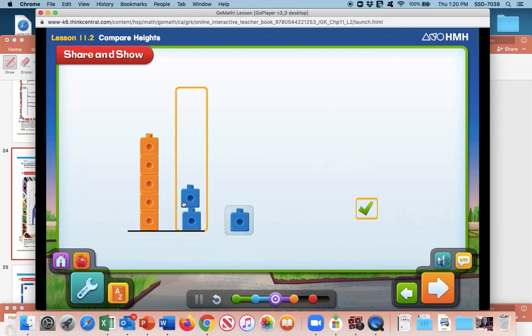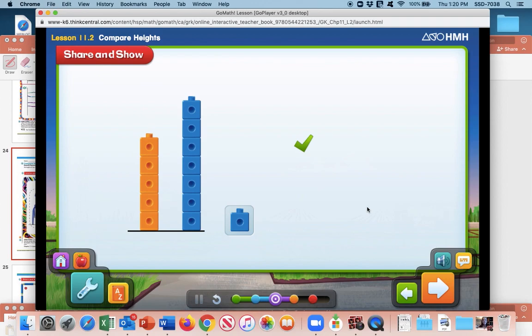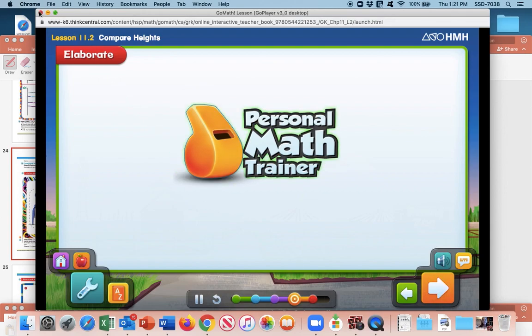Okay, so we're going to go ahead and keep adding. Ask yourself, is it taller yet? The answer is no. It's shorter still. Is it taller yet? No. Oh, it's the same, but is it taller? Nope. You have to keep going until it is taller. That's probably good enough. Great! Your cube tower is taller than the orange cube tower because it's higher. Now let's practice with the personal math.